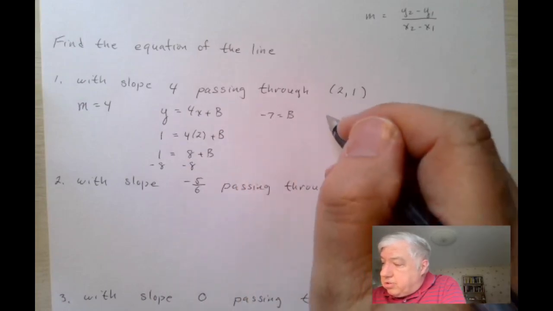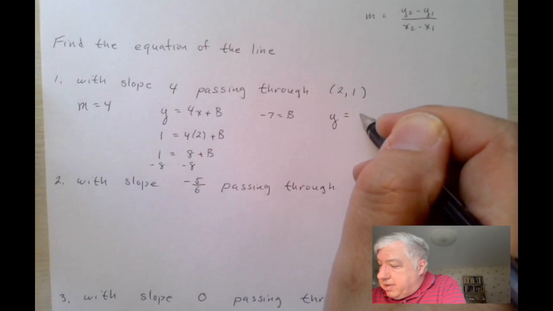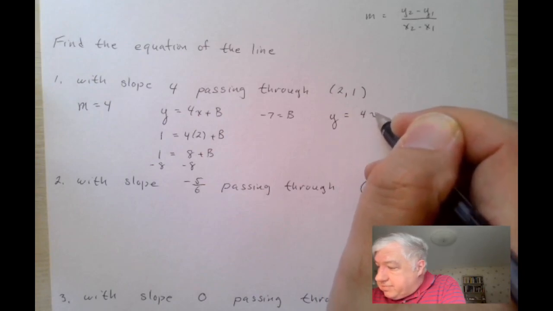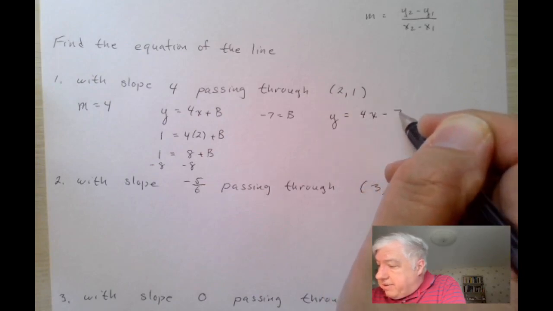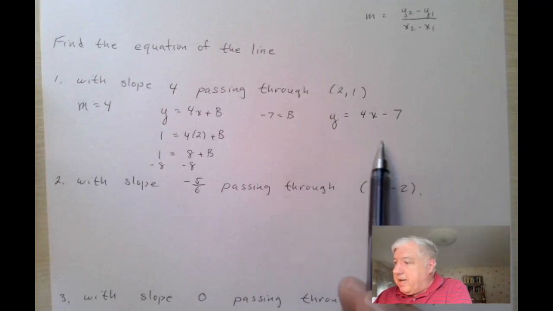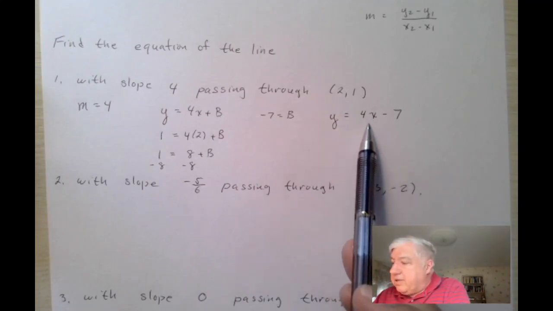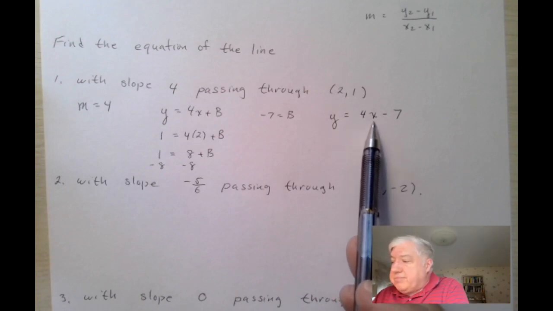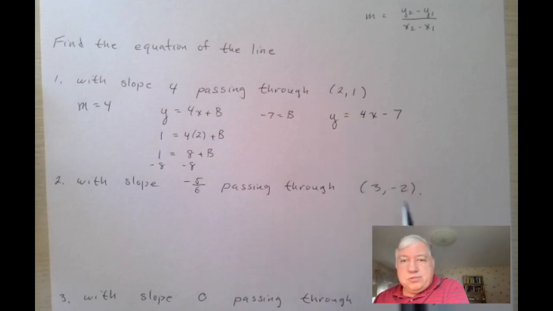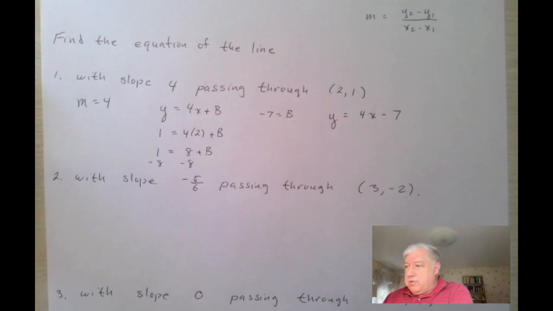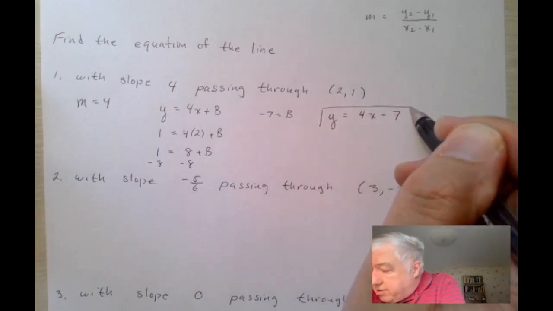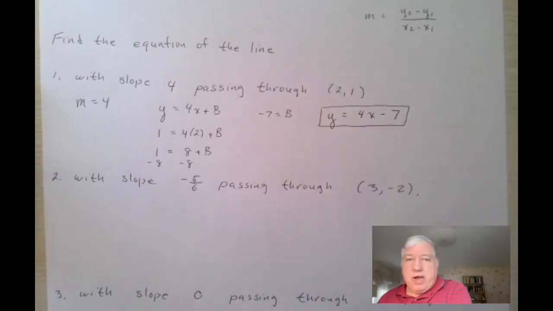Okay, so it looks like y is going to be 4x minus 7. And we can double check by plugging in x equals 2, we get 4 times 2, that's 8, 8 minus 7 is 1. So that works out. So that's one way to do this, and maybe the direct way.